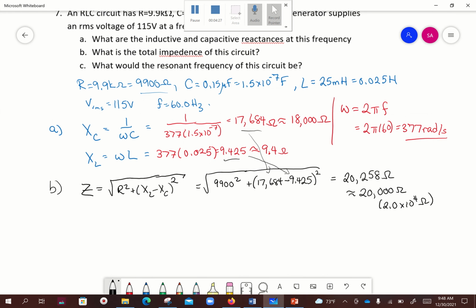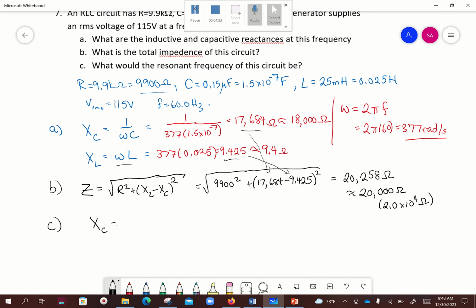All right, so next thing is, if I were to increase the frequency, what would happen is that the capacitive reactance would go down, the reactance for the inductor would go up, and eventually at some point the two would cancel each other out. I'd have the smallest total impedance of the circuit, and I would have the highest current. And that point's called the resonant frequency.